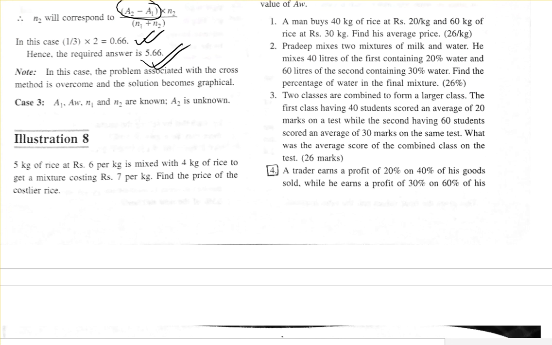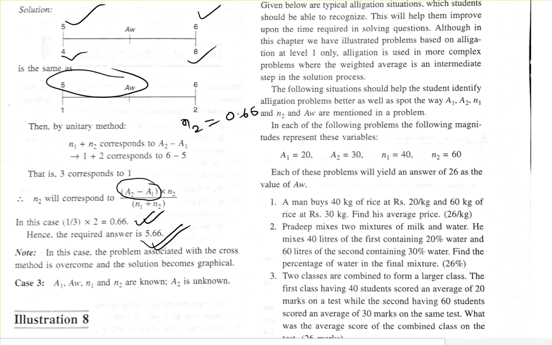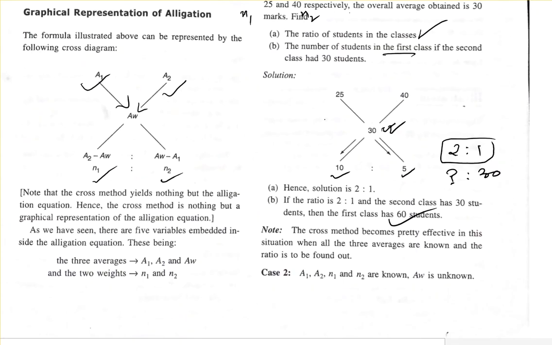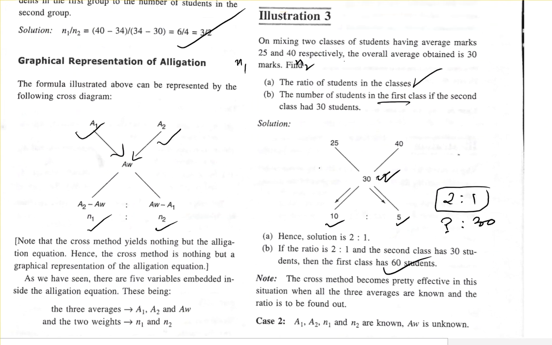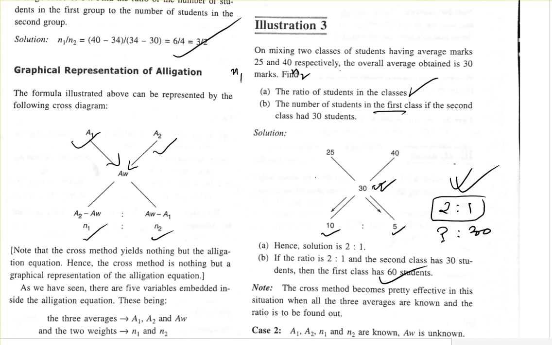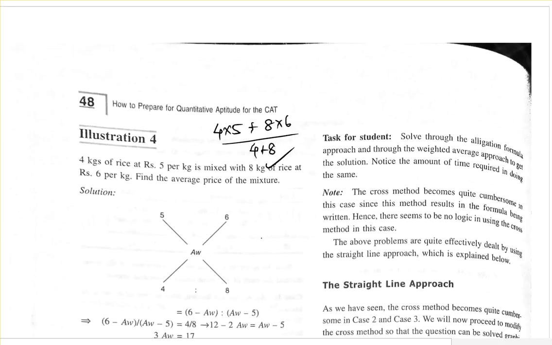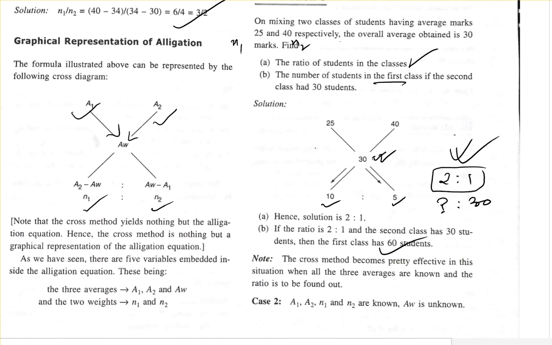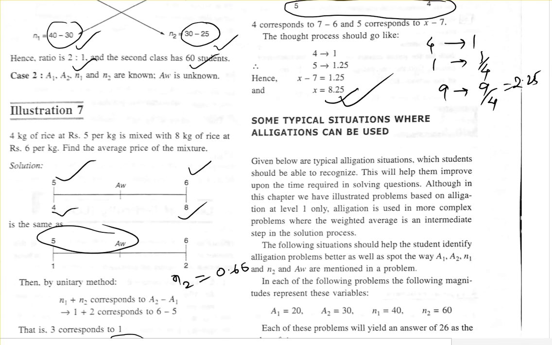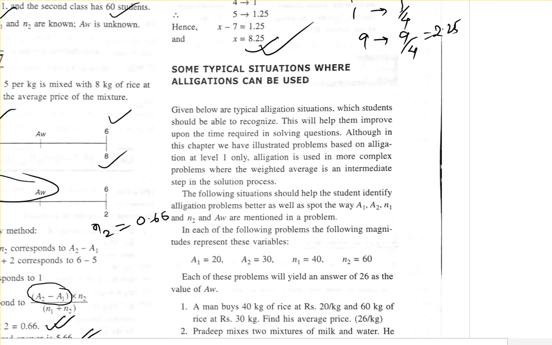This one, 5 kgs of rice at 6 per kg with 4 kgs of, okay, this one is already solved. And the students question, on mixing two classes of students, this approach was good, no problem. Illustration 3, this approach was already good, so no problem. So we have decided what we will use in which type of questions.